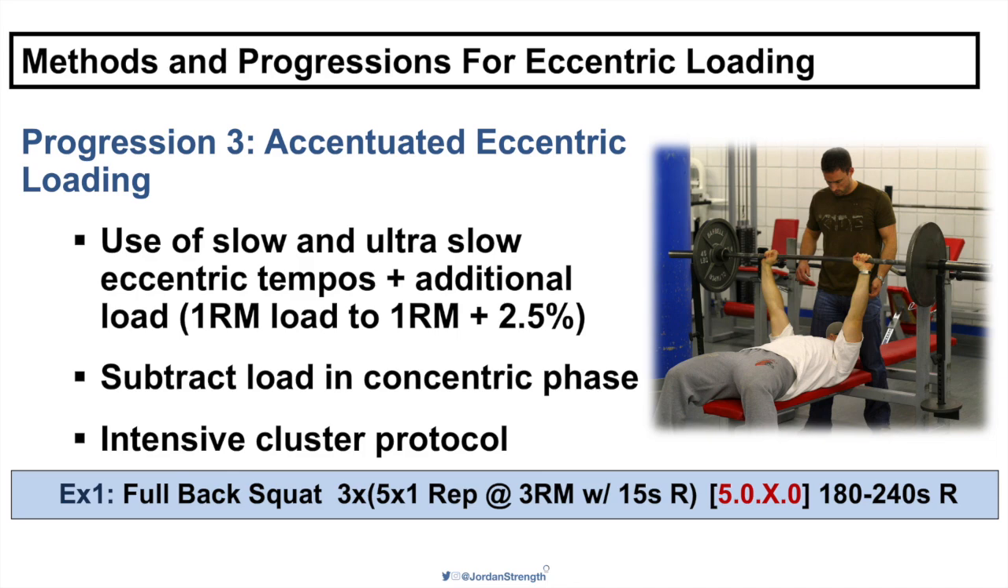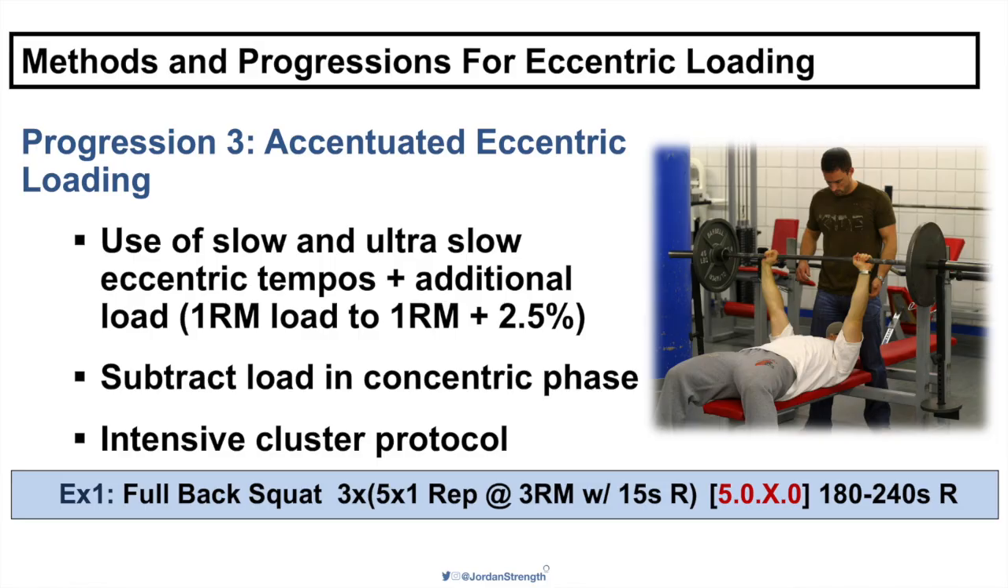So progression number 3 is this, right? Accentuated eccentric loading. I've got the old-fashioned weight releasers shown in this picture, but now what we're using, the weight releasers are allowing us to put extra load on the bar for the eccentric phase, and the weight releasers fall off in the concentric movement phase.